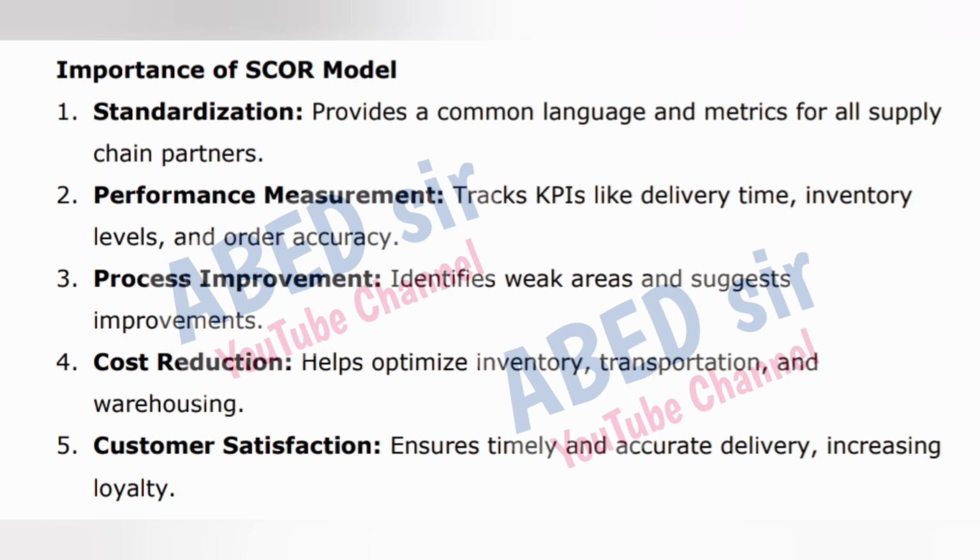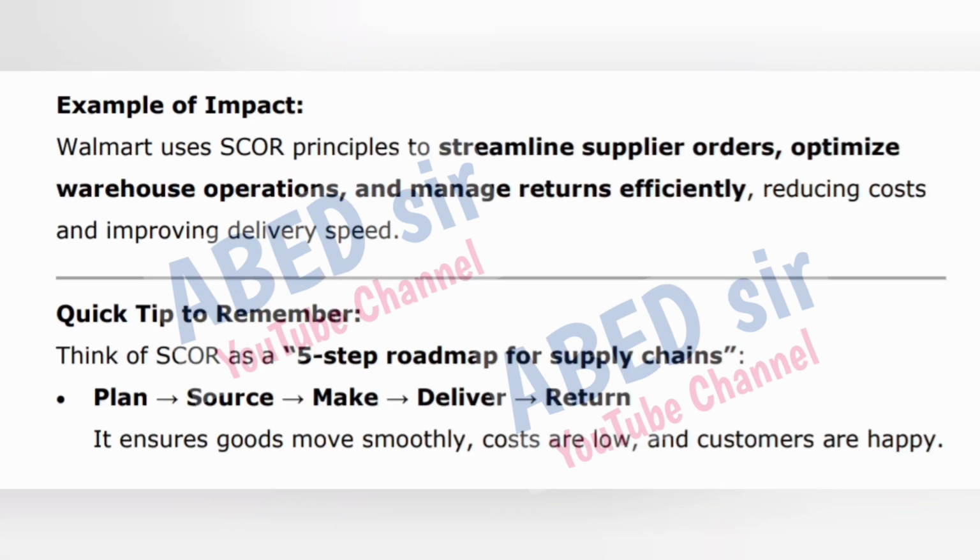2. Performance measurement tracks KPIs like delivery time, inventory levels, and order accuracy. 3. Process improvement identifies weak areas and suggests improvements. 4. Cost reduction helps optimize inventory, transportation, and warehousing. 5. Customer satisfaction ensures timely and accurate delivery, increasing loyalty.